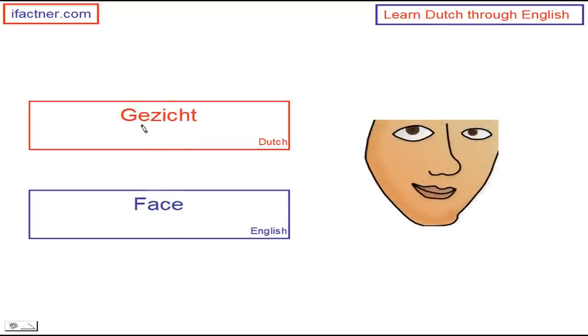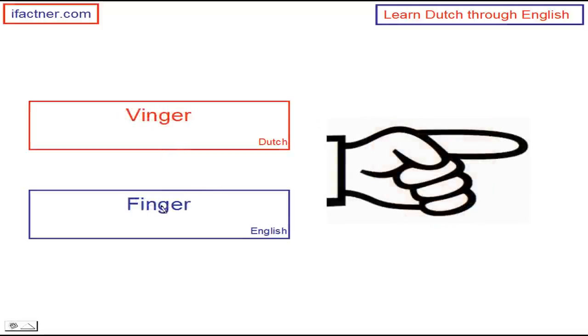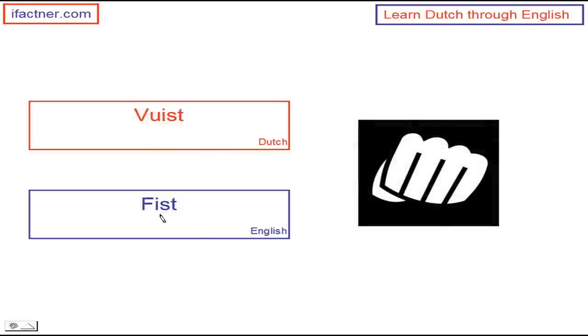Face, gezicht. G, E, Z, I, C, H, T, gezicht. Finger, vinger. V, I, N, G, E, R, vinger. Fist, vuist. V, U, I, S, T, vuist.